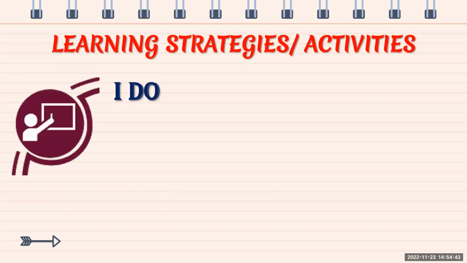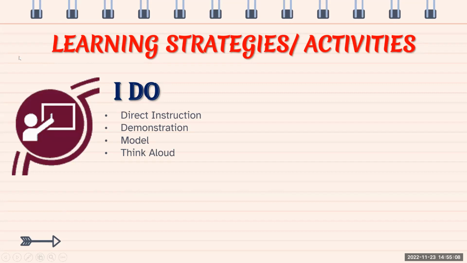And we know that "I do" is something the teacher does in the classroom, because the concepts we're going to introduce, the new things we're going to tell the students, are unknown. So we give direct instruction. We demonstrate. We model. We think aloud. What we think, we say aloud. So that is "I do." It is more like modeling. It's more like giving direct instruction.